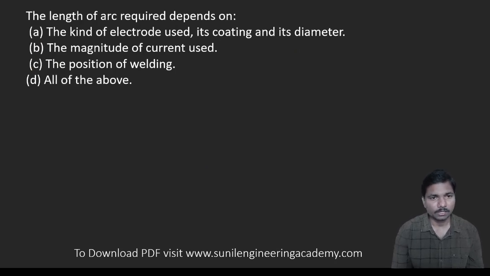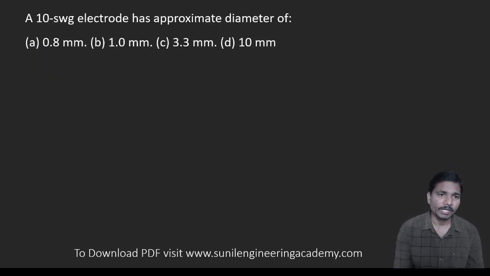The length of arc required depends on dash. It depends on the electrode, the diameter of the electrode, magnitude of current, and position of welding. So you can say all of the above. So the answer is option D. It is a very repeated question.